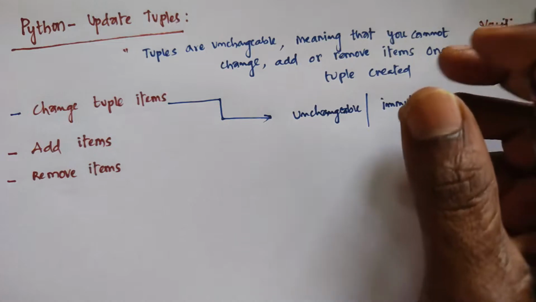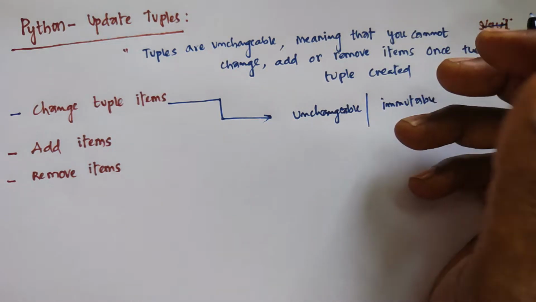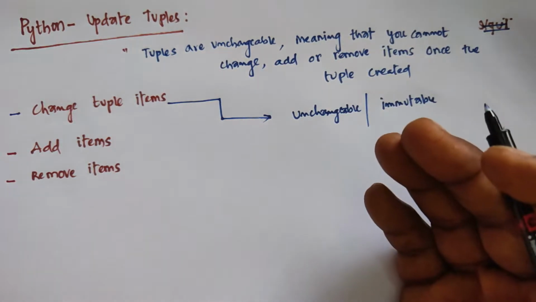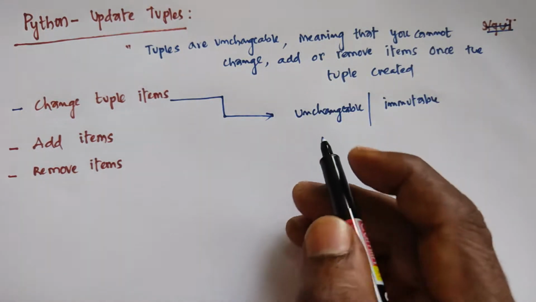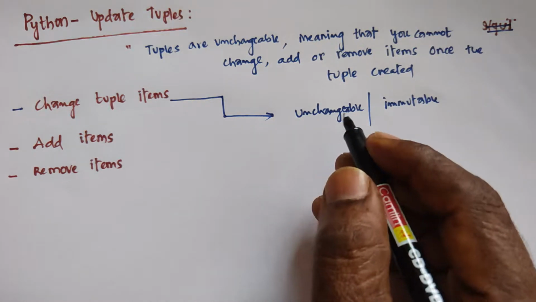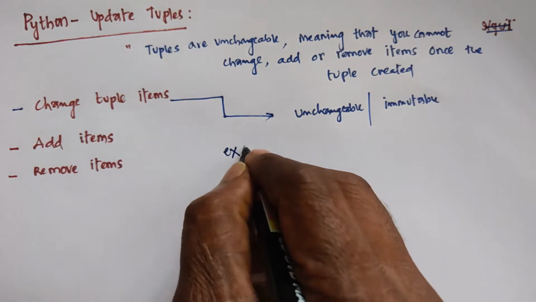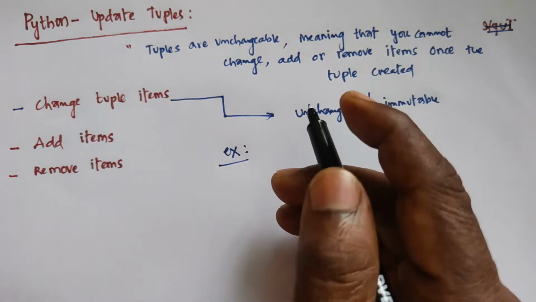But we can convert a tuple into a list, and change the list. As we discussed in the previous class, lists are changeable, that is nothing but mutable. So first of all, you have to convert from tuple to list.